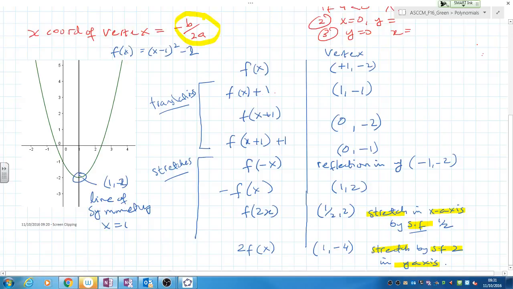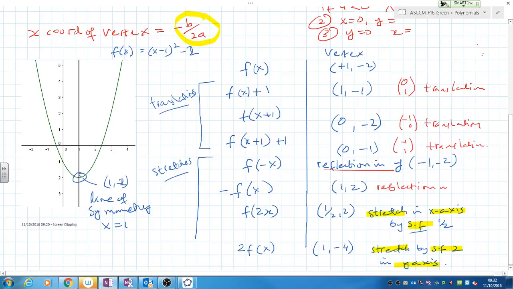So when it's f(x) plus 1, it's a translation of (0, 1). Whereas f(x plus 1) is a (-1, 0) translation. And that would just be (-1, 1). And obviously then you have a reflection in the y-axis, and this is a reflection in the x-axis. Okay, and then you've got these stretches. Is that okay? Any questions?